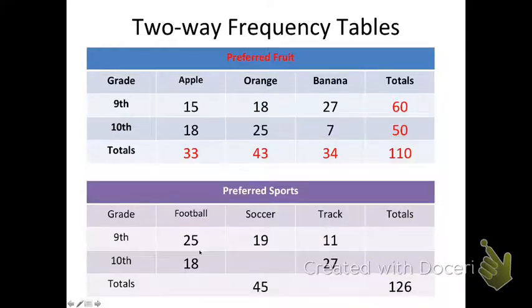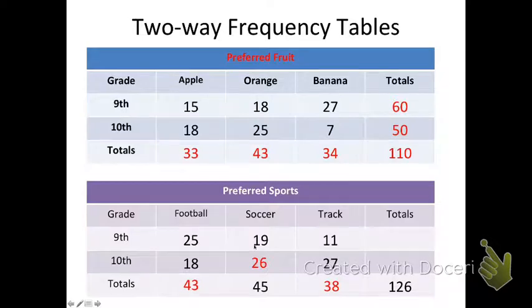So 25 freshmen, 18 sophomores that play football. We have 43 total people playing football. Now we have 19 that play soccer freshman year, and we have a total of 45. How would we be able to figure out how many 10th graders play soccer? You guessed it right. 45 minus 19 will give us our 26. The third thing that we are going to look at is how many total run track. That would be 38. And then again, we'll just add straight across.